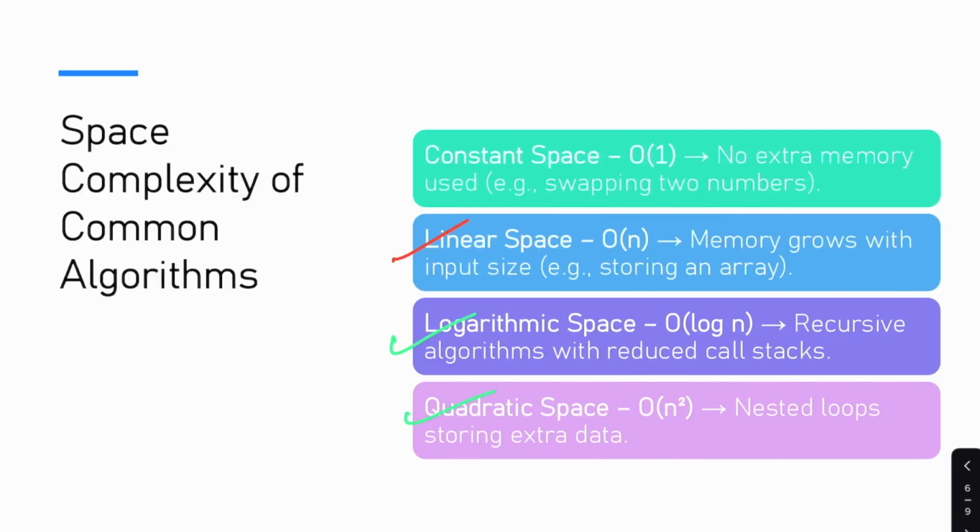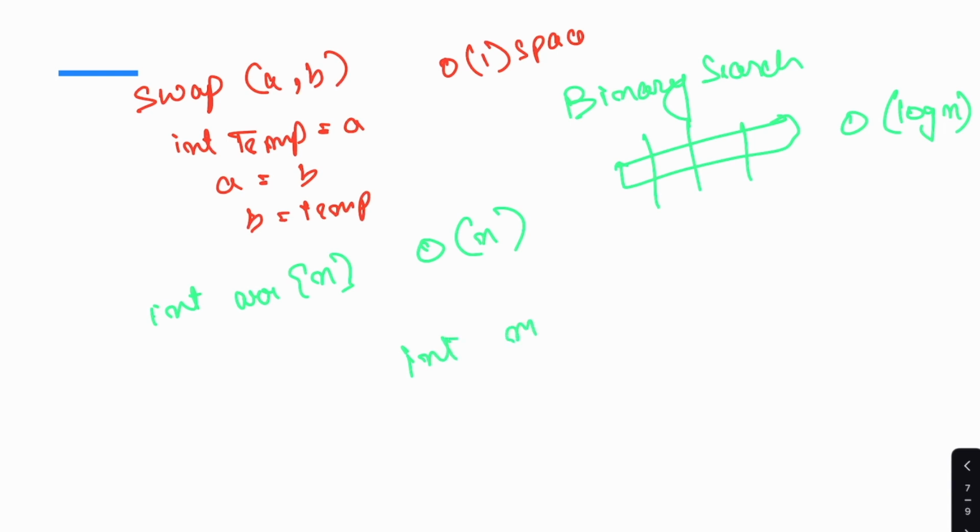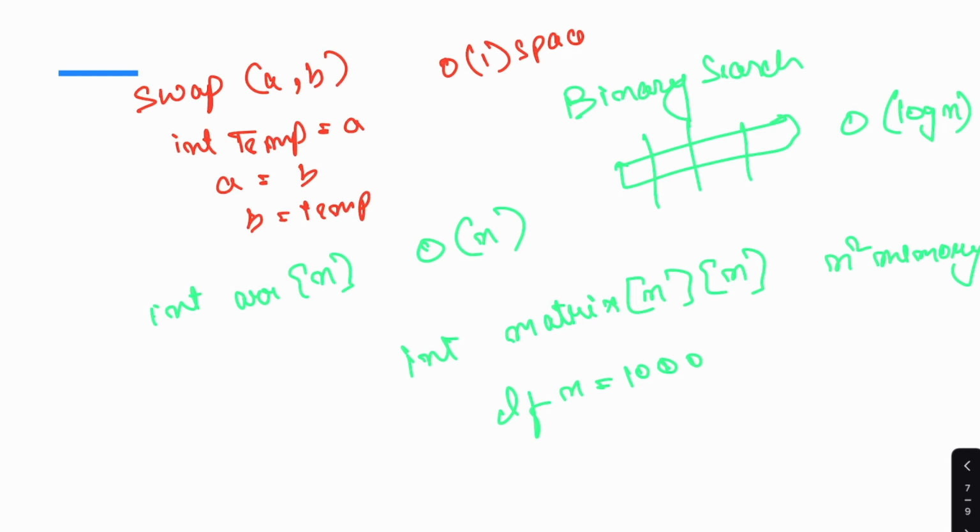Let's see the last one, quadratic space. Quadratic space means, for example, when you want to store all pairs of numbers in a 2D array, say in a matrix. So in the matrix, if you want to store all the pairs of numbers, it is going to use n square slots. N square memory slots are going to be used. So if n is 1000, how many is it going to use? N square means 10 to the power 6. So 10 to the power 6 memory slots are going to be used. So this shows how different algorithms affect the memory usage.